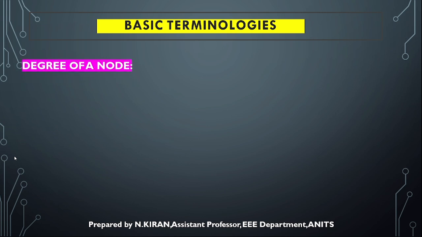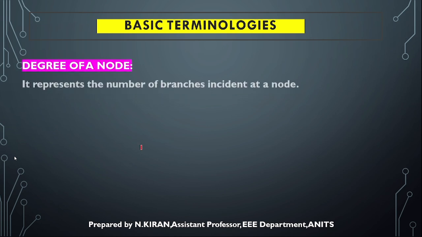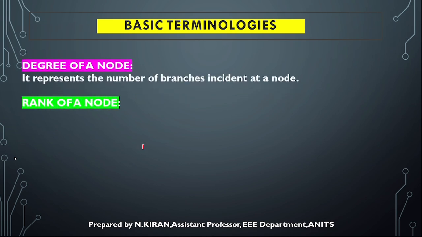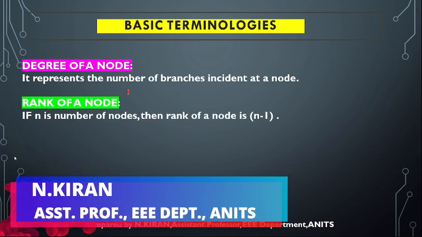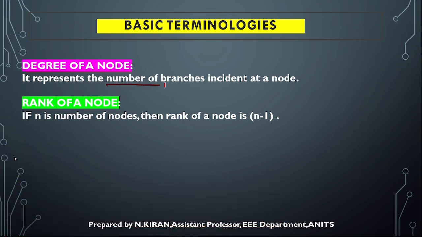Okay. So some more basic terminologies we should know. What is the degree of a node? What is the rank of a node? We should understand. Degree of a node indicates the number of branches incident at a node. So how many branches are connected to that particular node? We denote that by the degree of a node. Rank of a node: if small n is the number of nodes, then the rank can be given by n minus 1.